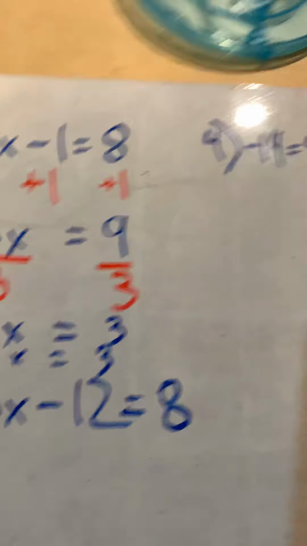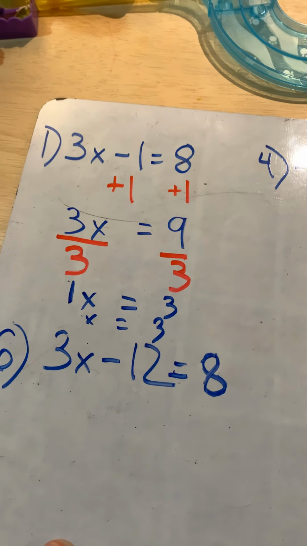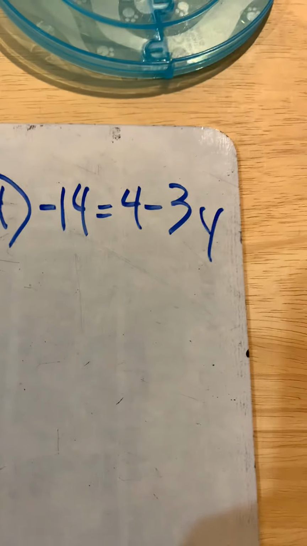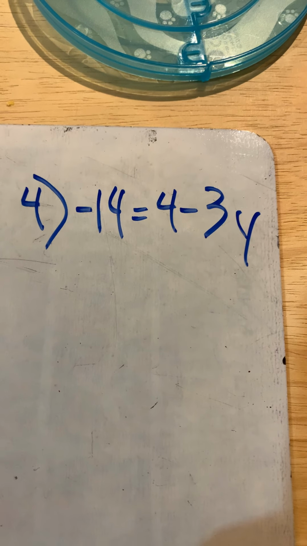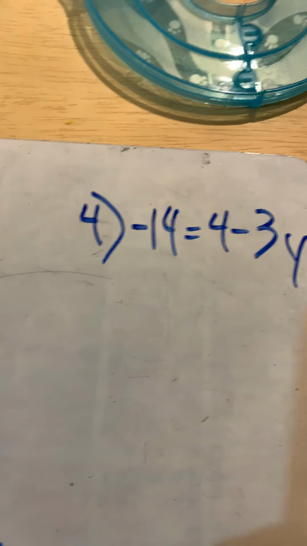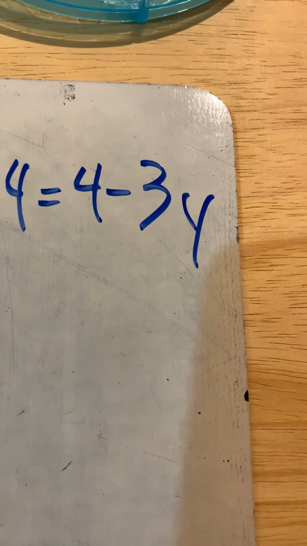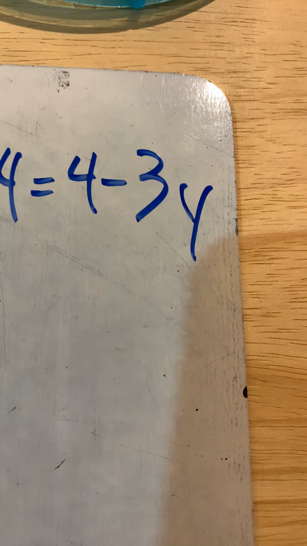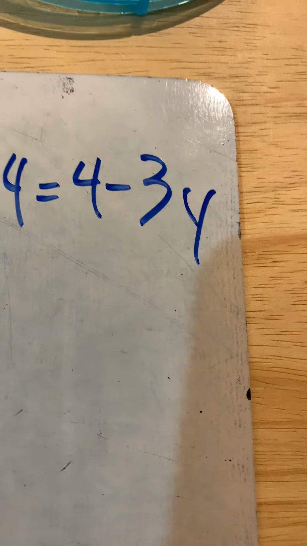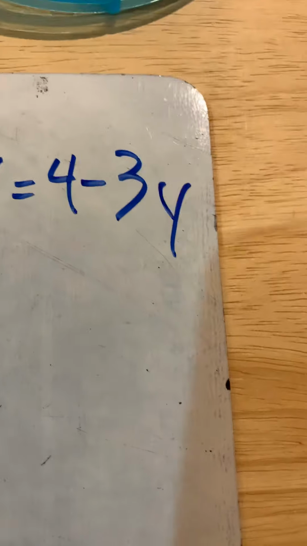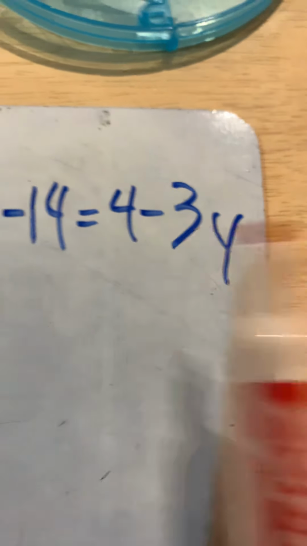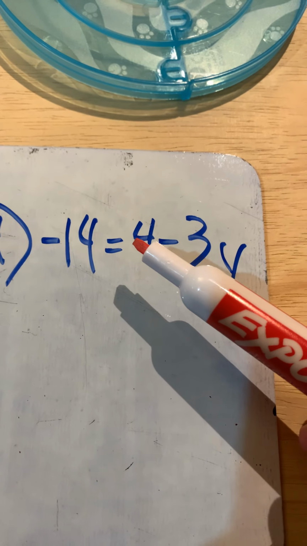Okay? Now, there's some things that might throw you off here. I'm going to go to number 4. Number 4 has negative 14 equals 4 minus 3y. Well, find the side of the equal sign that has the variable. There's the variable, 3 multiplied by y. It's actually a negative 3 multiplied by y, right? We also have a positive 4 there.